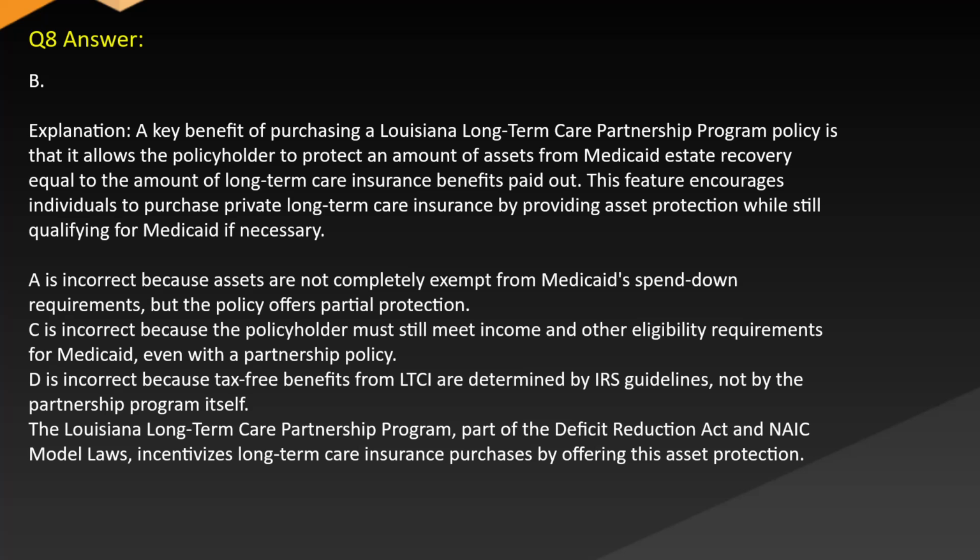A is incorrect because assets are not completely exempt from Medicaid's spend-down requirements, but the policy offers partial protection. C is incorrect because the policyholder must still meet income and other eligibility requirements for Medicaid, even with a partnership policy. D is incorrect because tax-free benefits from LTCI are determined by IRS guidelines, not by the partnership program itself. The Louisiana Long-Term Care Partnership Program, part of the Deficit Reduction Act and NAIC model laws, incentivizes long-term care insurance purchases by offering this asset protection.